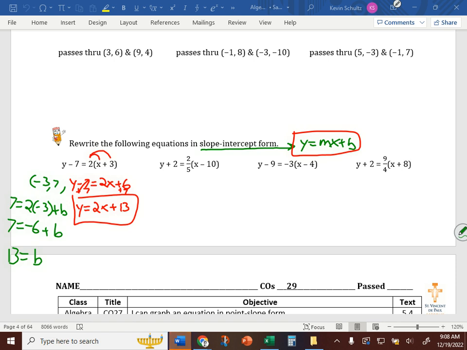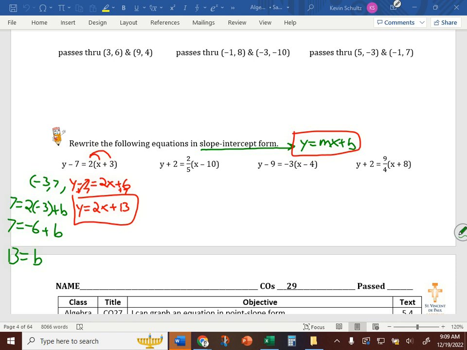So for most of you, I would recommend doing what I do in red: distribute, and then get y by itself. Okay? If you want to, you can pull that specific ordered pair out of that formula though and do CO24 to get b that way too. Whichever one makes more sense to you is fine with me.